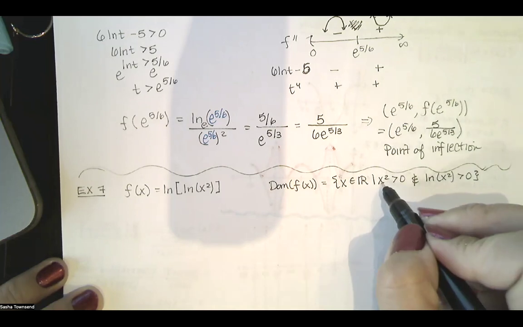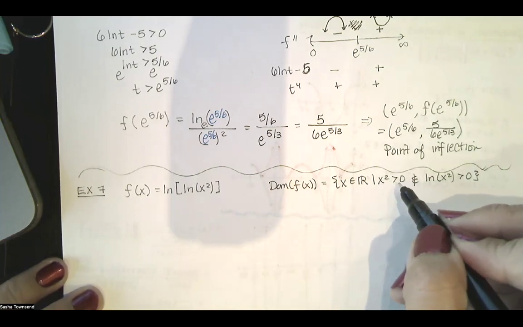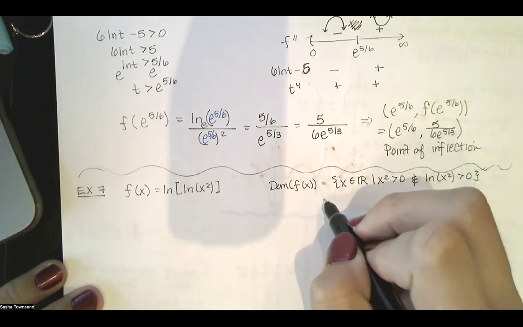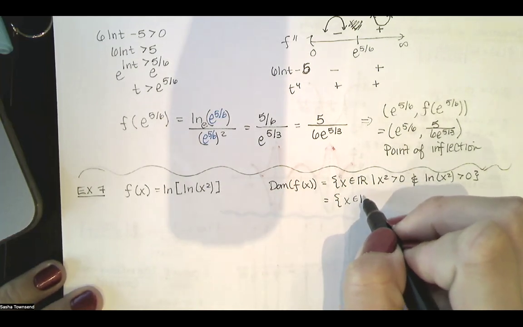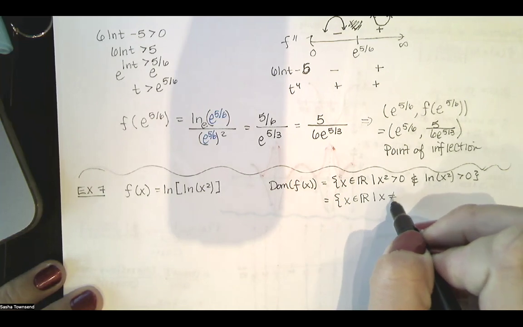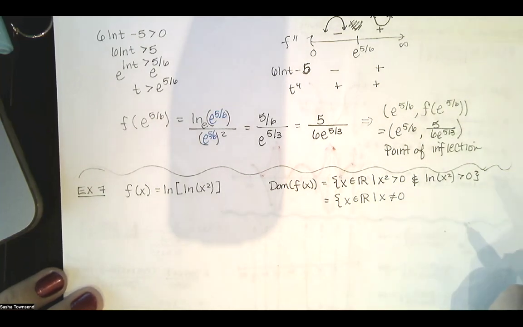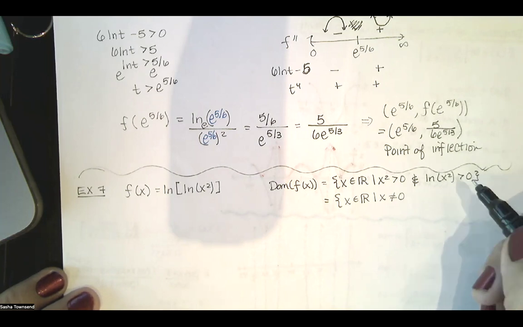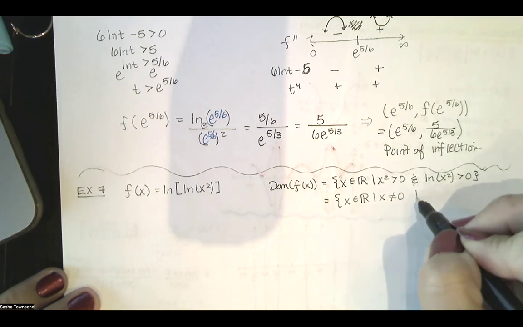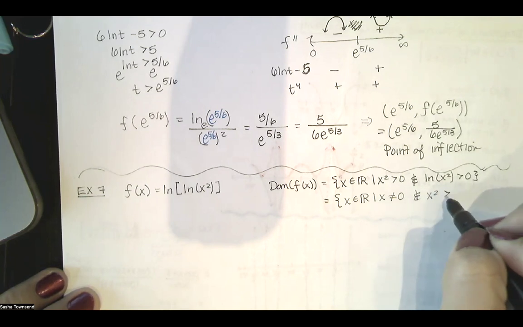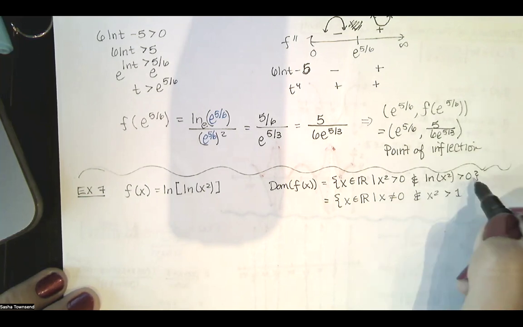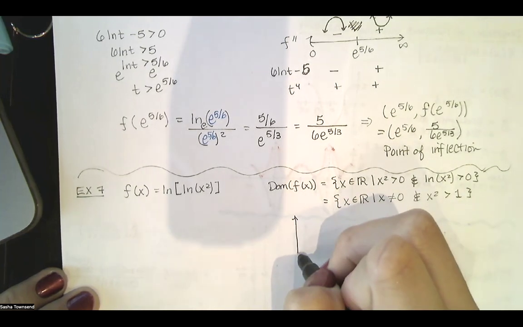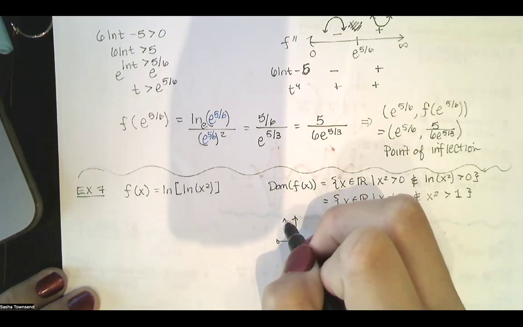Now we know that x squared is almost always positive except for when it's 0, right? So if we say that x squared has to be greater than 0, what we're really saying is that x can't be 0. Because as long as x isn't 0, x squared is positive. Now natural log of x squared is greater than 0 when x squared is greater than 1, if we exponentiate on both sides.